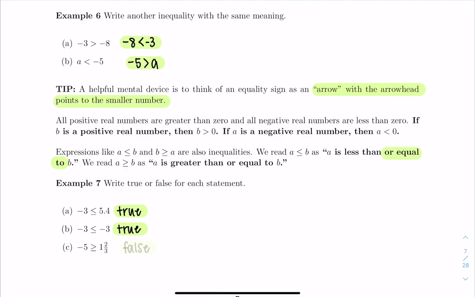What about -5 is greater than or equal to 1 2/3? Well, -5, a negative, is not going to be bigger than a positive number. So this is going to be a false statement.